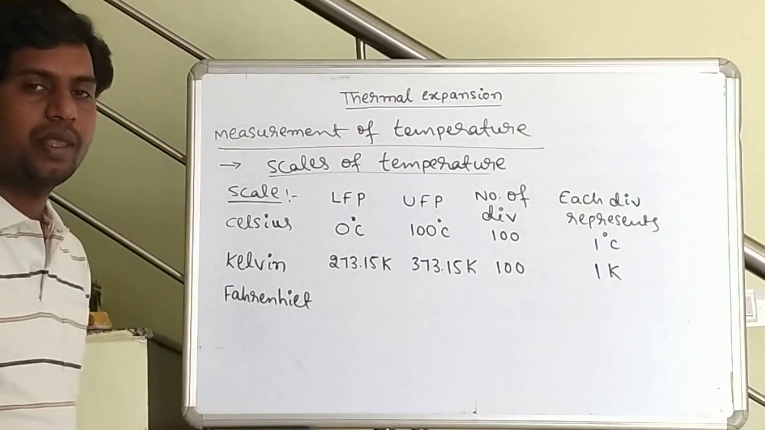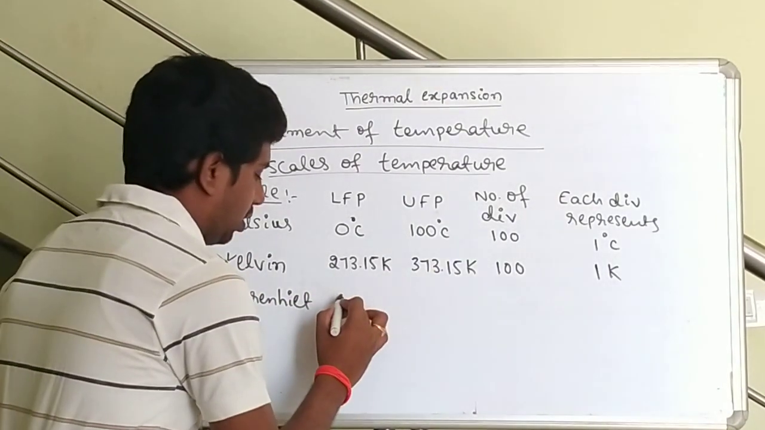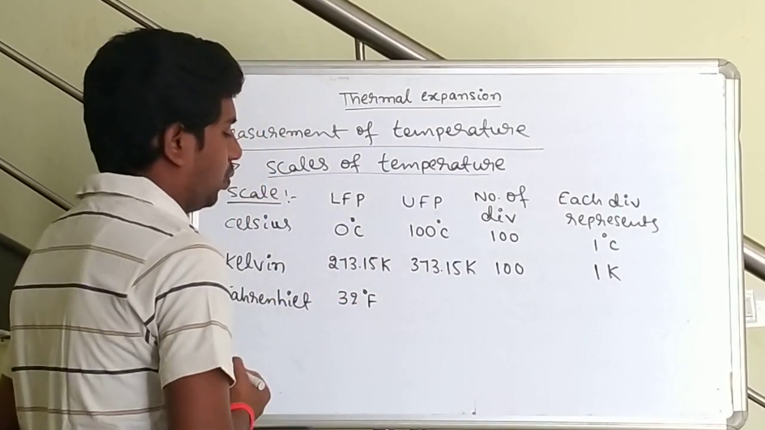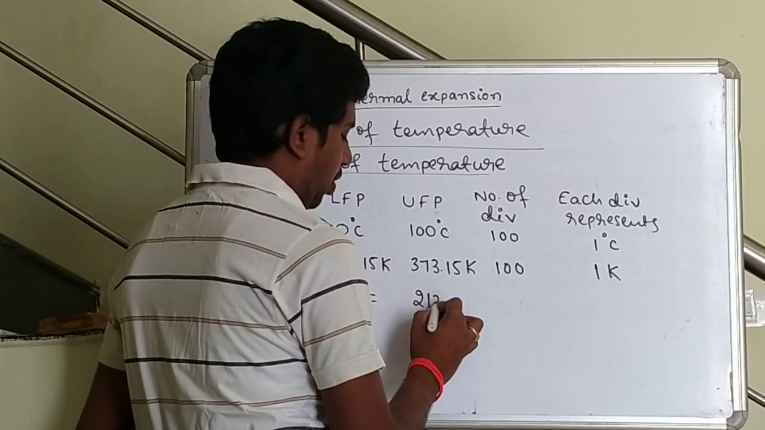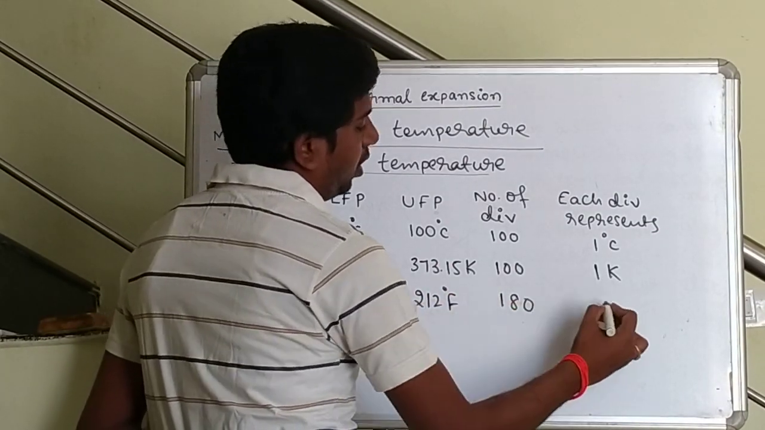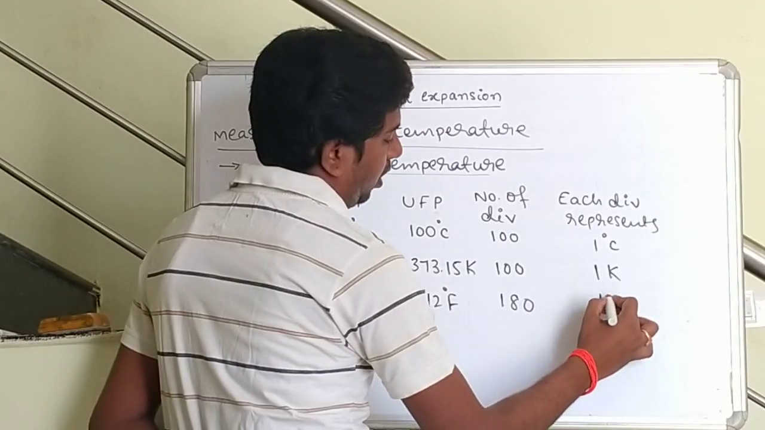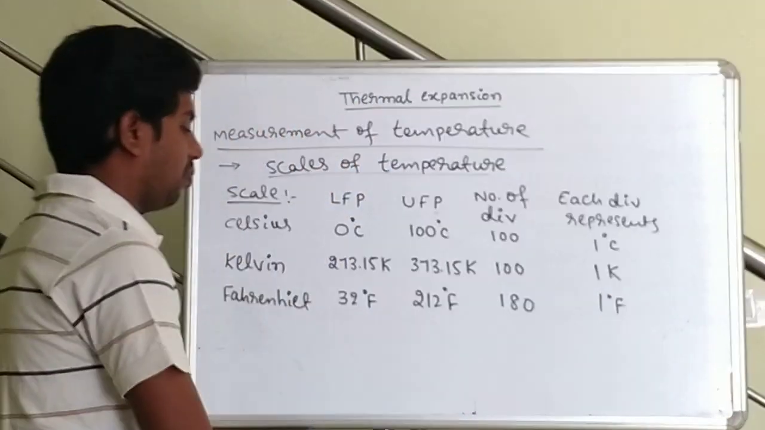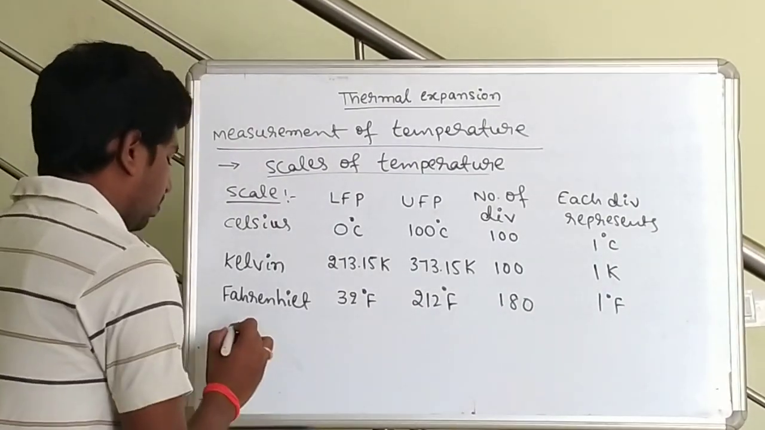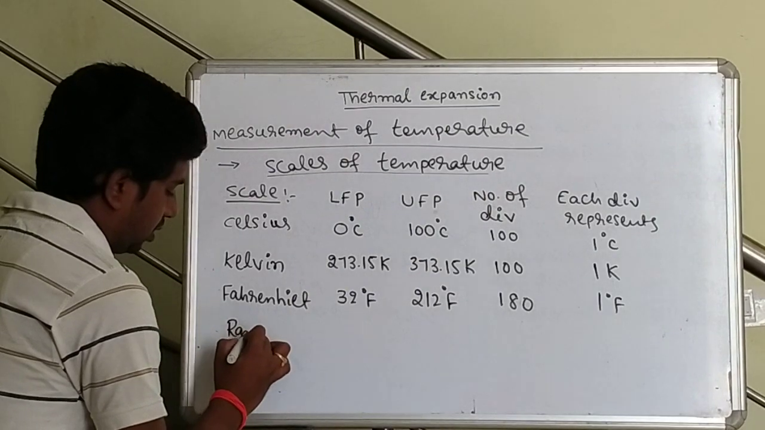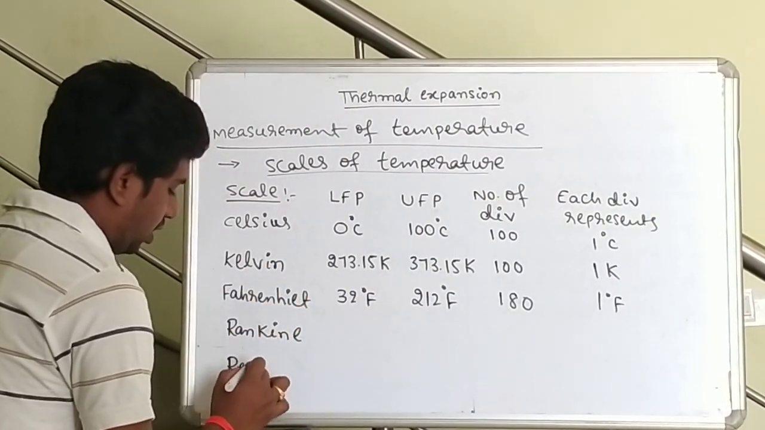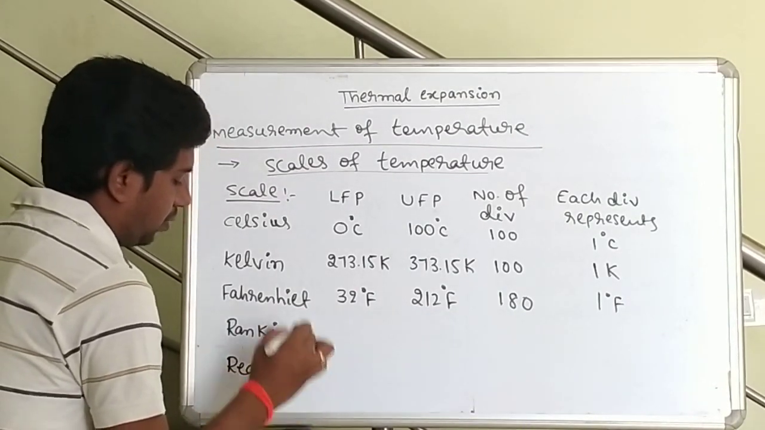Fahrenheit scale. On this Fahrenheit scale, the melting point of water we have taken as 32 degrees Fahrenheit and the boiling point of water is 212 degrees Fahrenheit, and it is divided into 180 divisions equally, so that each division represents 1 degree Fahrenheit. So the next scale is the Rankine scale and another one is the Reaumur scale.